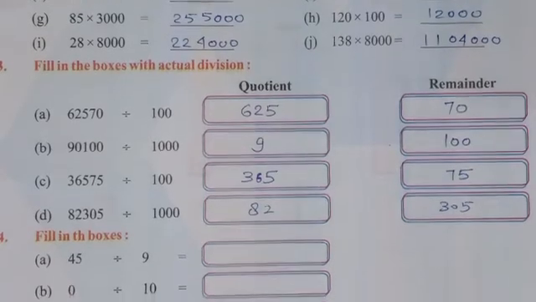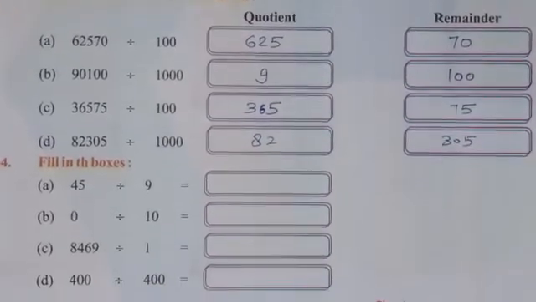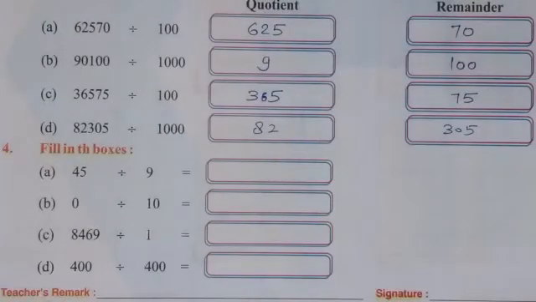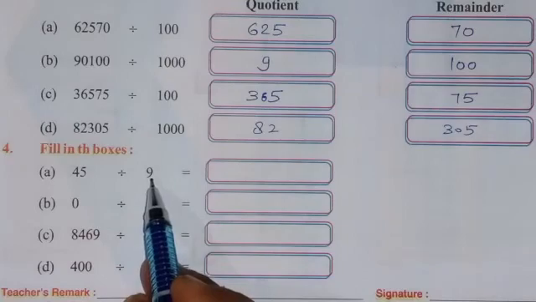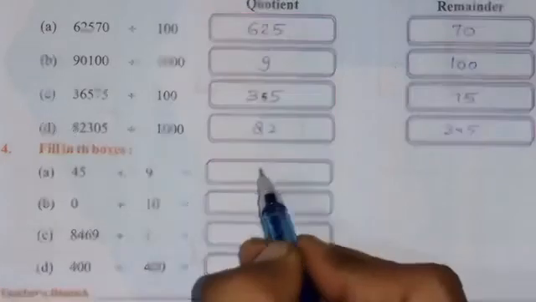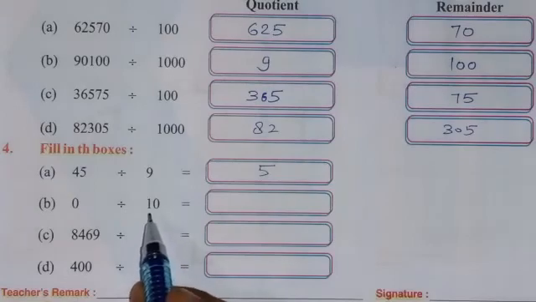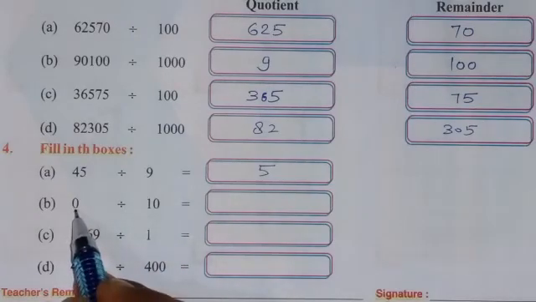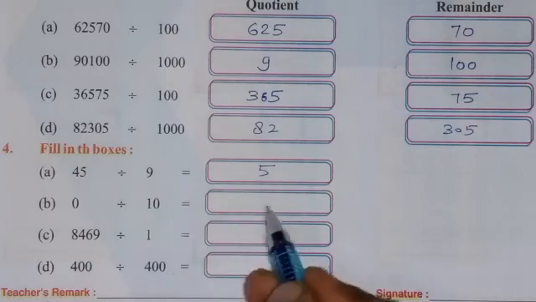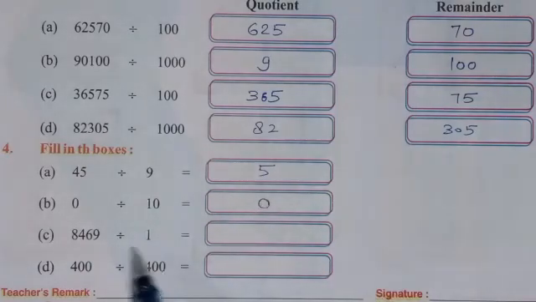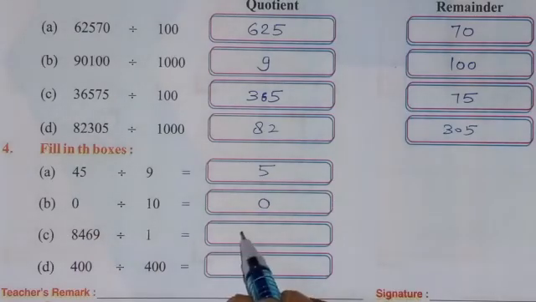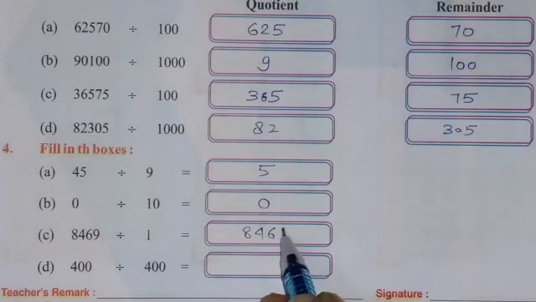See the last question, number 4th, and the question is given, fill in the boxes. So in the table of 9, 9 5s are 45. So here will be 5. As you all know, 0 divided by 10 will be 0. Any number divided by 1, the same number will be repeated. So 8, 4, 6, 9. Here 400 divided by 400, the answer will be 1.